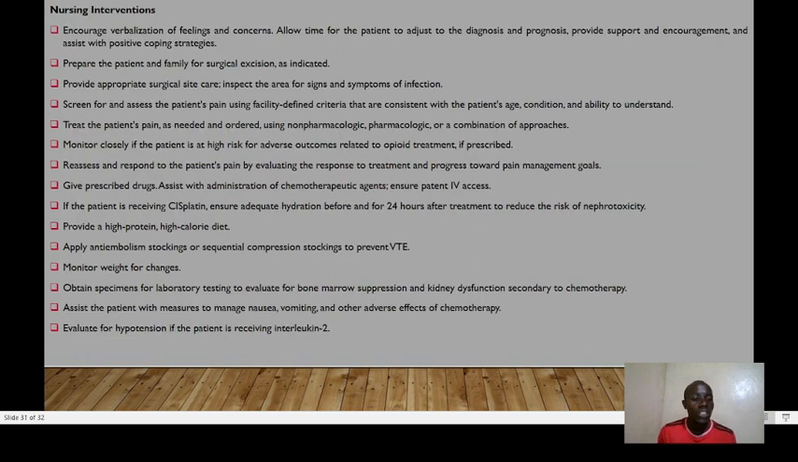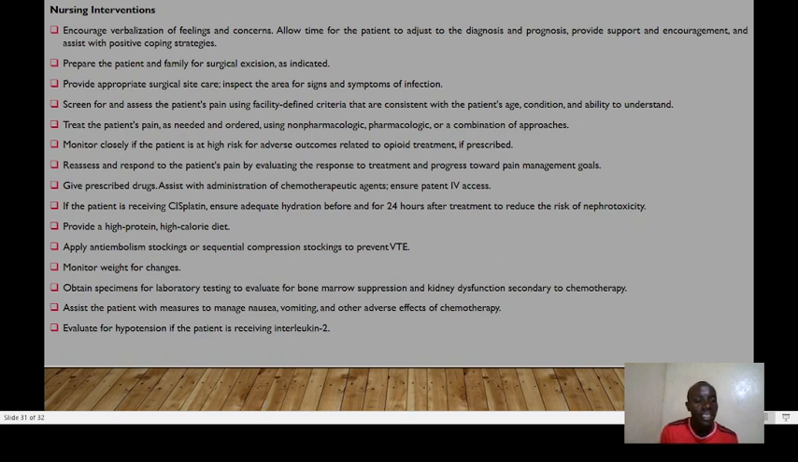So we also need to encourage verbalization of feelings, prepare the patient and family for surgical incision as indicated, provide adequate surgical site care, and inspect the area for signs and symptoms of infection. Okay, so you also need to screen and assess the patient's pain, and treat the patient's pain. You also monitor closely if the patient is at high risk for adverse outcomes related to opioid use, reassess and respond to the patient's pain, and give prescribed medications.